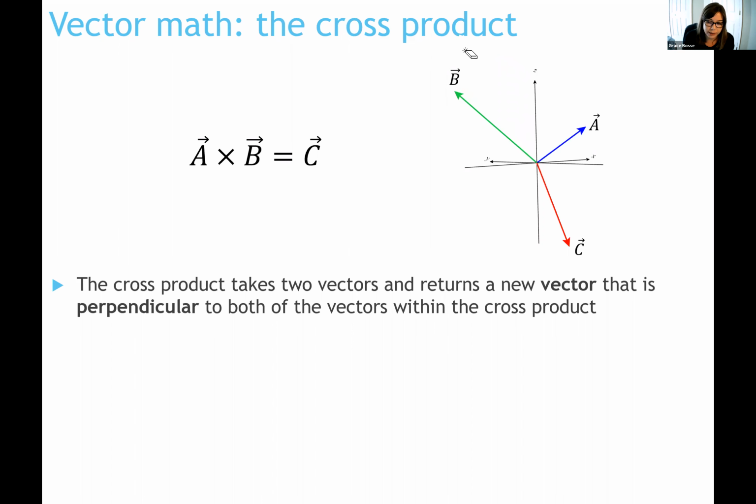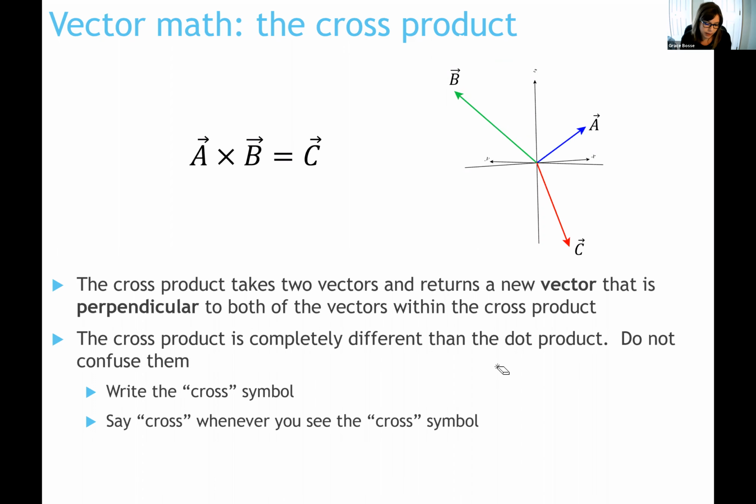All right, and we're going to use that fact to our advantage in order to describe and to use these cross products. So I just want to be really careful here, and when you are doing problems involving cross products, be very careful that you are drawing that X or that cross, and you are saying cross, like vector A crossed with vector B, so that you are not confusing the dot product with the cross product. These are two completely different vector operations. You should never say a vector times another vector. That operation doesn't exist in vector math.